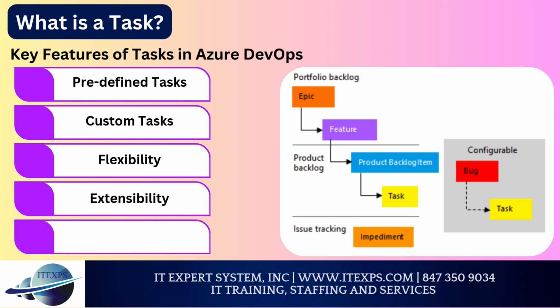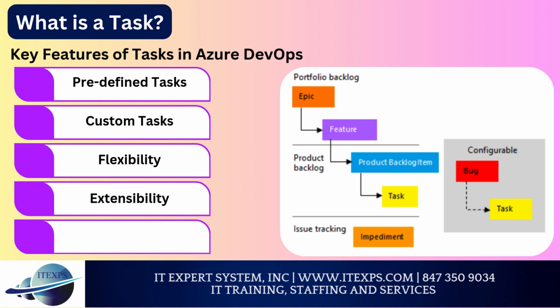Predefined tasks. Azure DevOps offers a rich library of predefined tasks for common activities like building projects, running tests, or deploying applications. Custom tasks. Users can create their own custom tasks using scripting languages like PowerShell or Node.js to meet specific requirements. Flexibility. Tasks can be configured with parameters and inputs to adapt them to different scenarios in the pipeline. Extensibility. Tasks can be extended through Azure DevOps extensions available in the Visual Studio Marketplace.